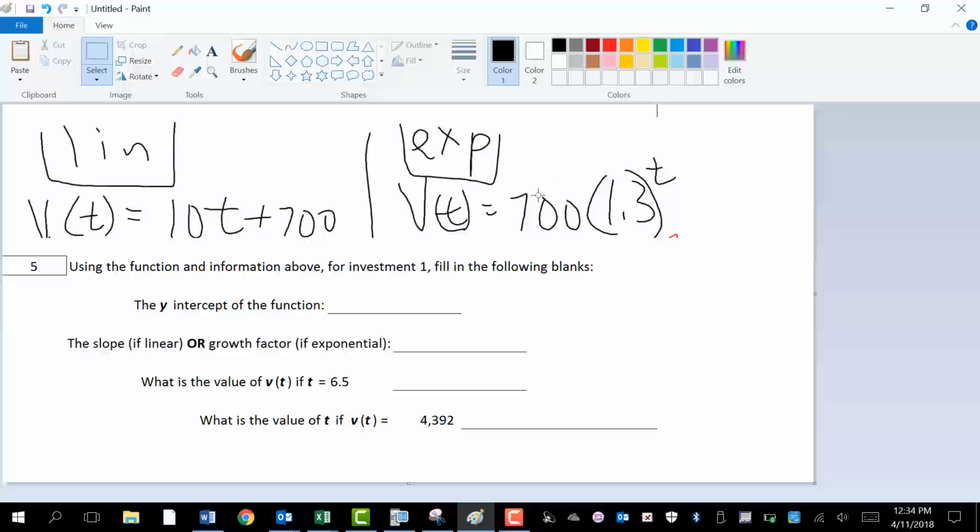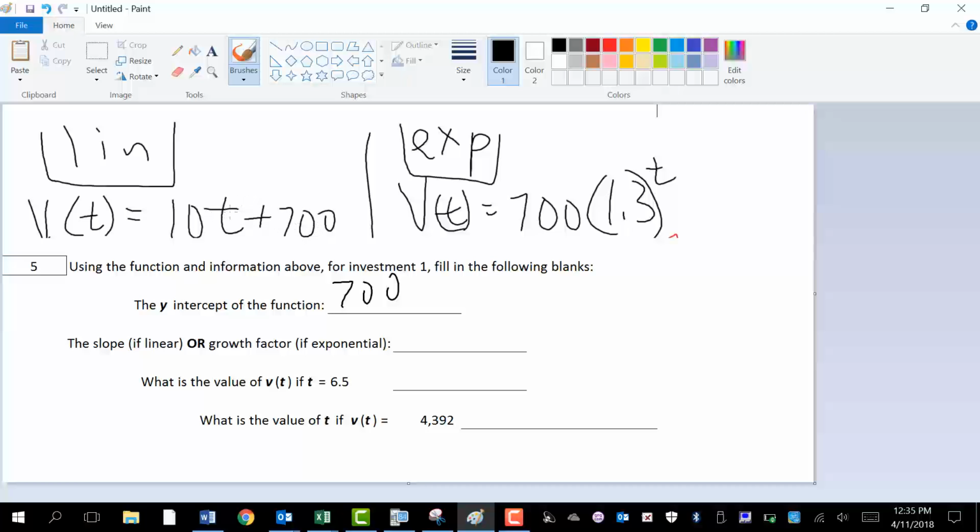And if you recall, for general exponential functions, the coefficient right here is going to be your starting factor before you begin at time 0, or when x or t is 0. So in our case, it's 700. Now, let's look at the linear function, because you could have gotten a linear function as well for the first 5 questions.